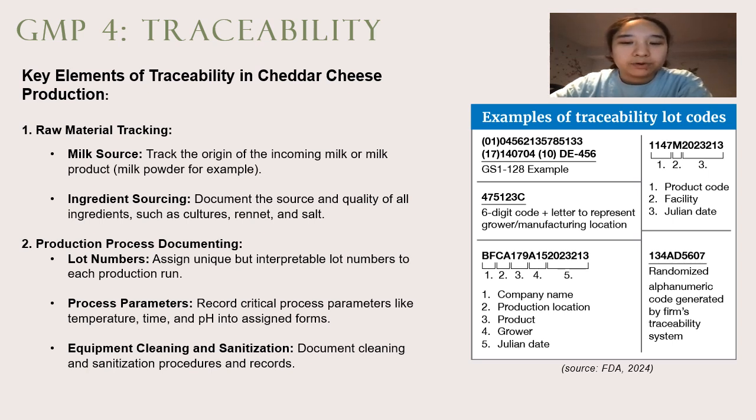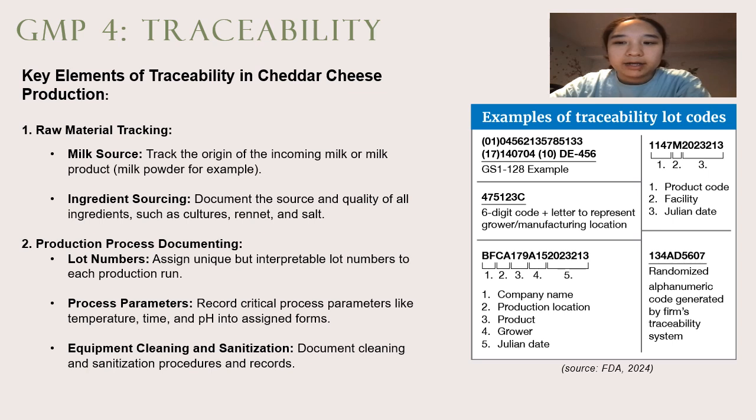The next point is to document process parameters. For example, some critical parameters are temperature, time, and pH, recorded into assigned records and forms. And next is equipment cleaning and sanitation. We have to document cleaning and sanitation procedures and records to have proof that cleaning and sanitizing actually is being done.